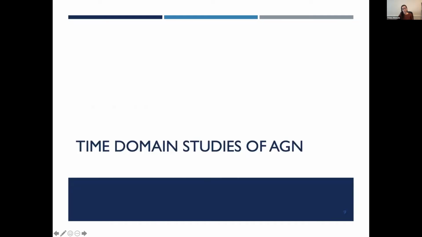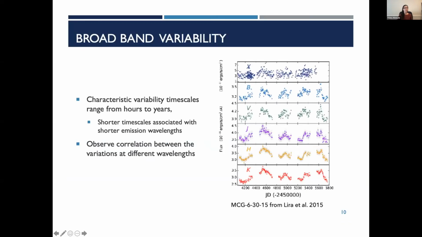I've also mentioned before that AGN are highly variable across multiple wavelength regimes. So for instance, that variability can range in timescales from hours to years, where the shorter wavelength emission has the shorter timescale variability. So for instance, here we see the 5 light curves for MCG 6-30-15 that was monitored for about 5 years in the X-ray from the top panel, the optical in the next 2 panels, through the infrared in the last 3 panels.